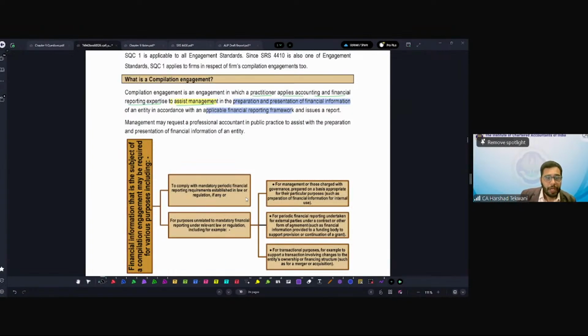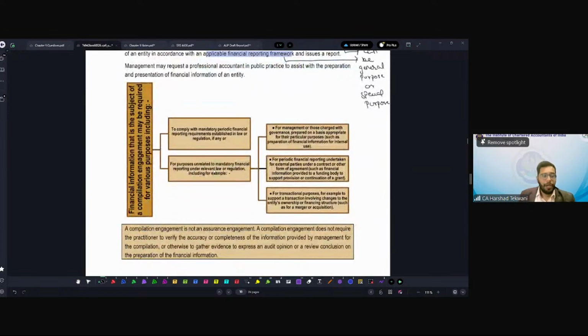So, this financial information can be general purpose or special purpose also. In the same way, my financial reporting framework can be general purpose or specific purpose. That depends upon the reason for which I am preparing the financial information.